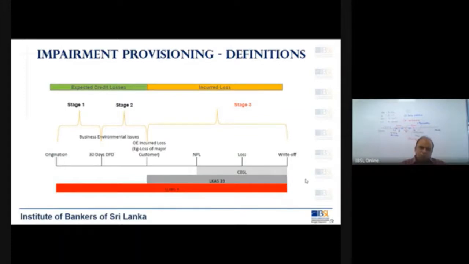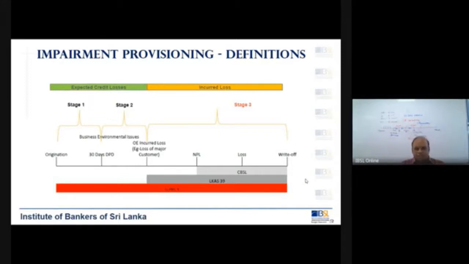So under SLFRS 9, what do they say? When you give the loan on day one, which is the origination date, from that date you start making provisions. That is impairment provisions. So that concept is basically called the expected credit loss model. Expected credit loss model. So that is what I'm trying to explain.